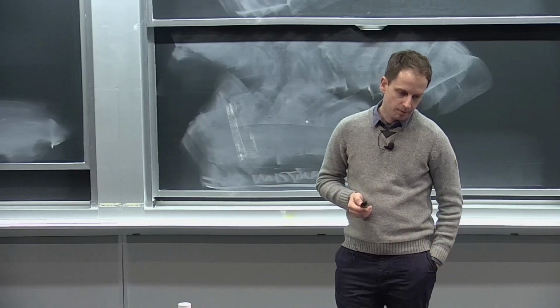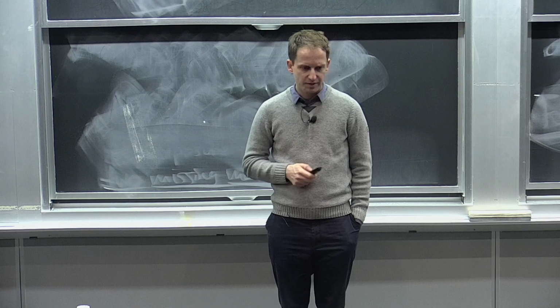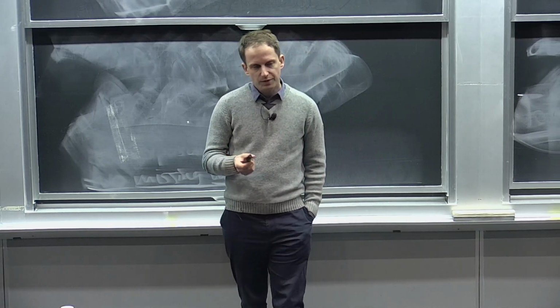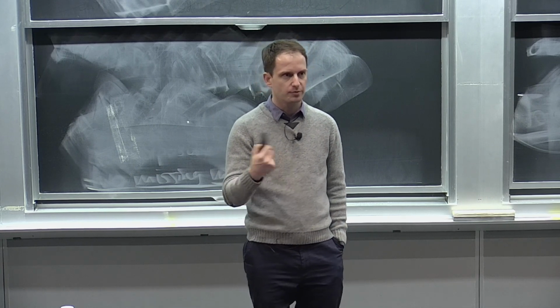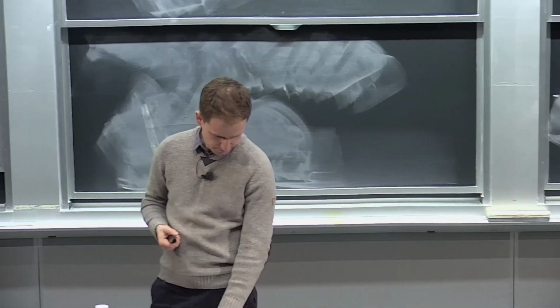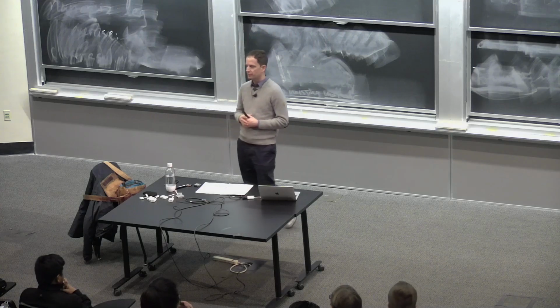Right. So the answer is no, we cannot distinguish these motives based on the ultimatum game, so we need some additional evidence to do that. We're going to do that mostly next time, but we're going to try to make some progress towards that. Now, if you think about the proposer's motive, if a proposer gives a large or a small amount, what can we learn from that? Or why is it difficult to figure out what the proposer is doing? If you see somebody who gives a large amount of money, what do we learn from that?